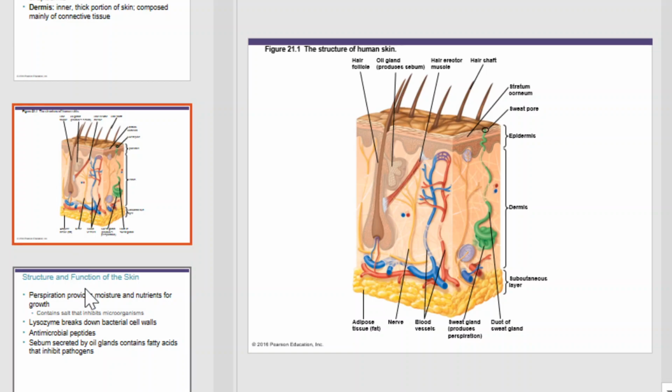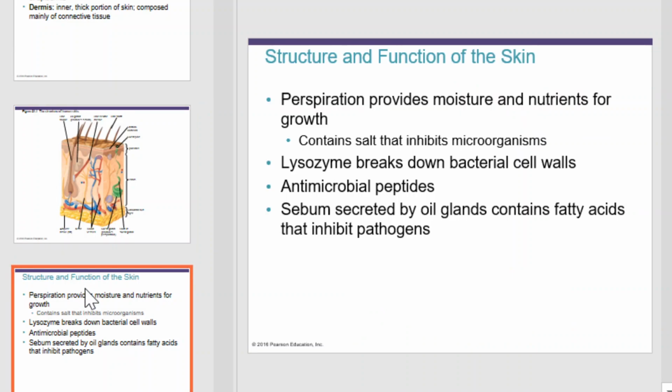Aside from the physical structure of skin, we also need to consider the chemical nature of skin. The chemical nature of skin is one such that it might promote bacterial growth as well as inhibit it. Perspiration provides moisture and nutrients that can promote microbial growth, but of only specific species that we will later explore under the umbrella of the term normal microbiota.